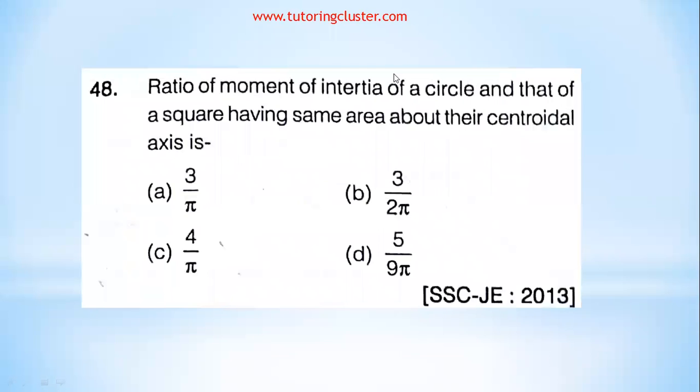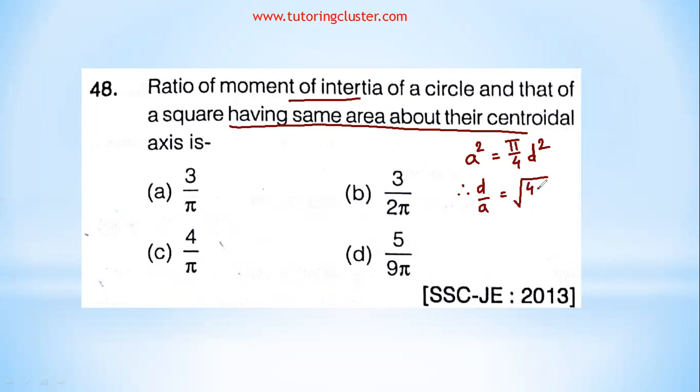Next, question number 48. The ratio of moment of inertia of a circle to that of a square having the same area about their centroidal axes. Now if both circle and square have the same area: what is the area of a square of side a? A square. What is the area of a circle of diameter d? Pi r square or pi by 4 d square. Therefore I can write d by a is equal to square root of 4 upon pi.